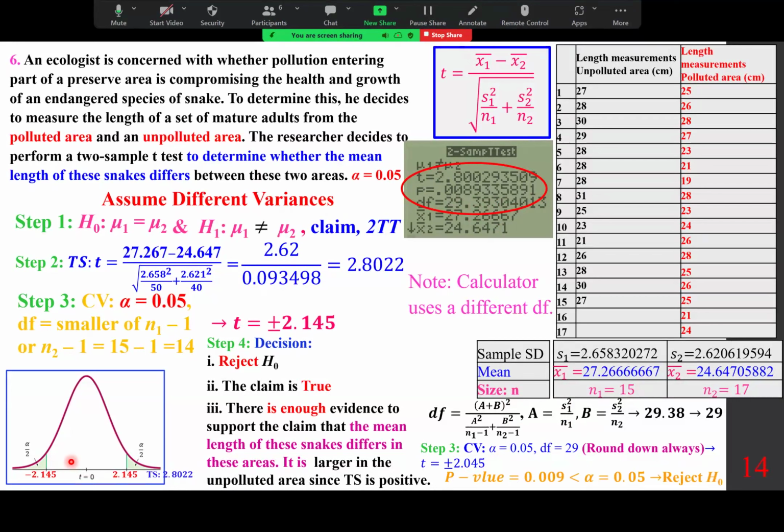As far as the p-value is concerned, we have this number, and let's say we stop here, the 8 changes to 9. That's why I put 0.009, which is definitely less than alpha of 0.05, which means the same result: reject H0.